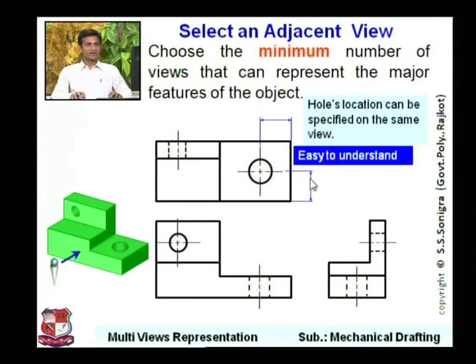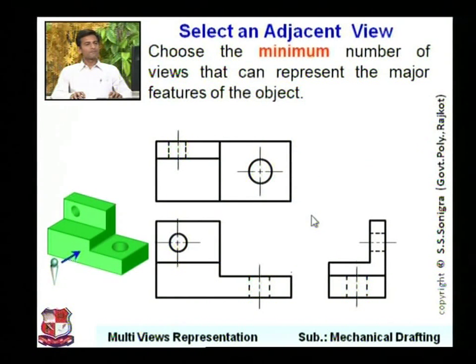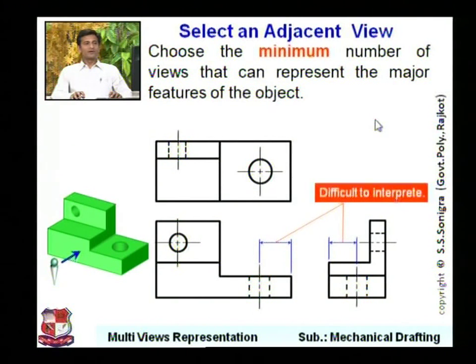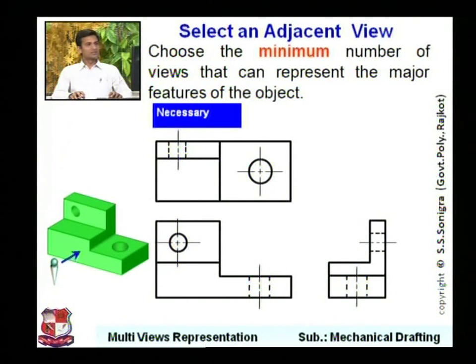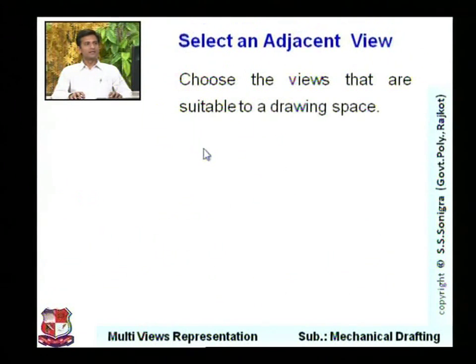This is the distance. For example, we should show this distance instead of this distance, right? And these are the dimensions which are difficult to interpret, like this dimension and this dimension. So it's advisable to represent this dimension in its appropriate view. So here it is difficult to represent, right? So this is the necessary view. You can think about this. This would be the necessary view.